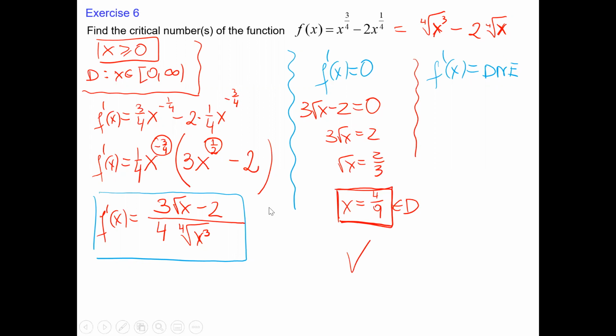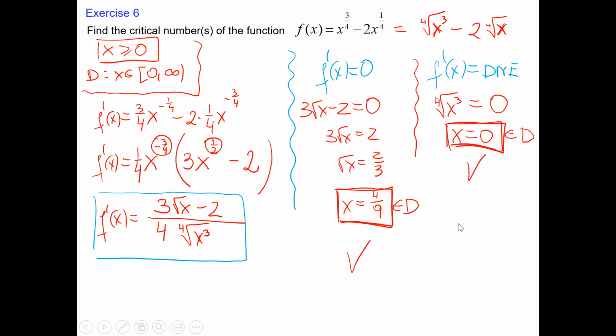Okay, undefined. The derivative is undefined if this fraction is undefined. This fraction is undefined if the denominator is 0. If the denominator is 0, then the derivative is undefined. The denominator is 0 if x is 0, and x equals 0 actually this time belongs to the domain. 0 and 4/9. Those are the critical numbers. And we will of course stop here. We will not analyze further. Later, we will take these numbers and do different things. But we have to know how to find critical numbers.